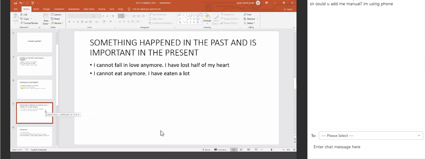For another example, I cannot eat anymore. I've eaten a lot. So I started eating back in the past and even right now I'm still eating. So that's the meaning of present perfect. We've been talking about present tense, happening right now, am I right? And then past tense, things that happened in the past. But present perfect tense happened in the past and still is happening right now. So that is the function of present perfect tense.